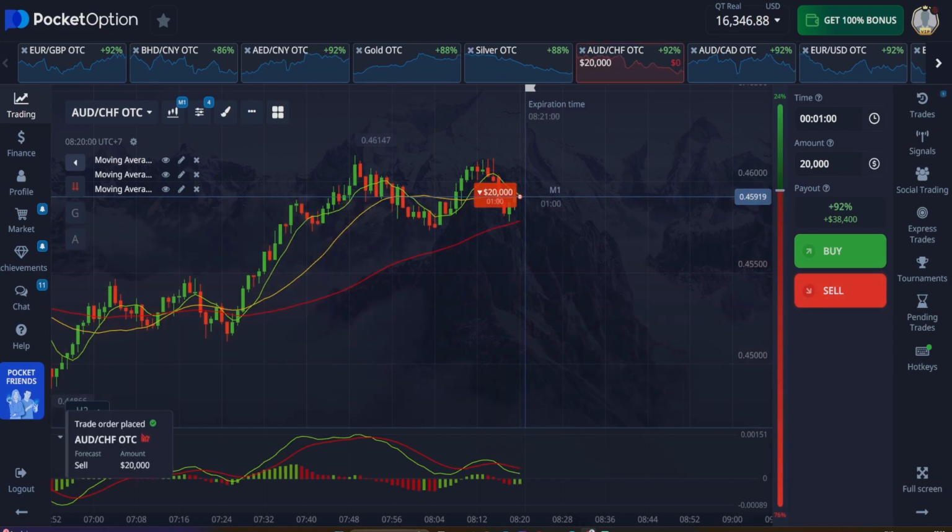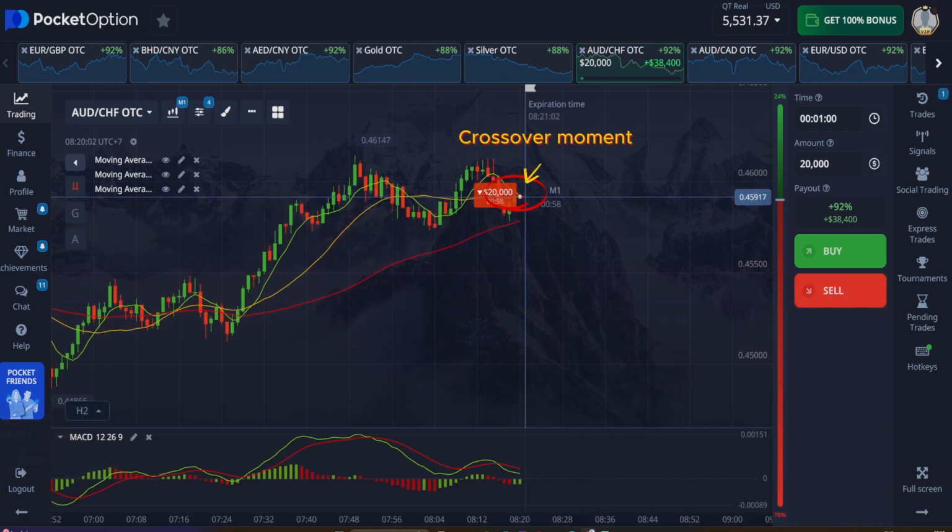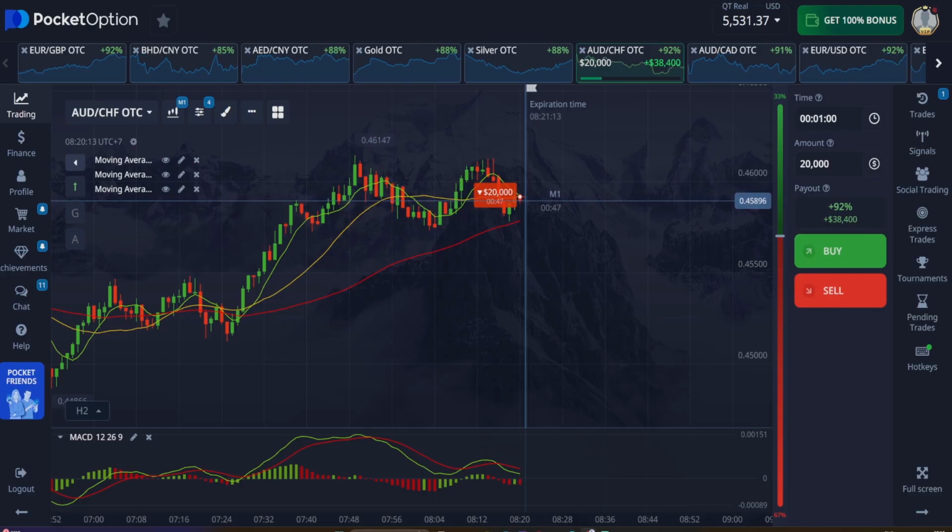I'm taking a sell position because the moving averages are showing a clear bearish signal. The faster MA has just crossed below the slower MA, indicating that the trend is turning downward. Sellers are gaining control, and the probability of a price decline is increasing.